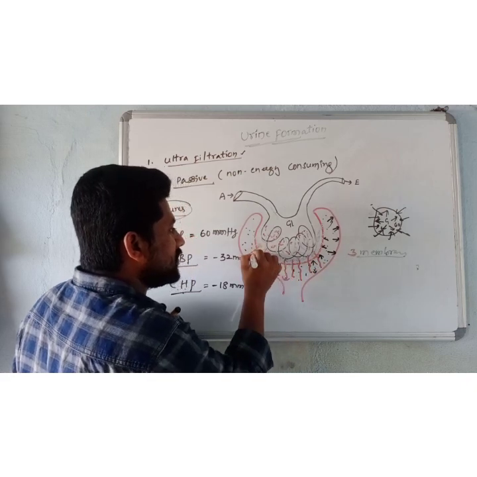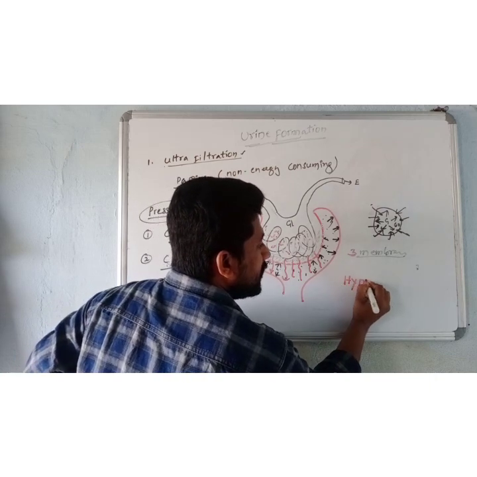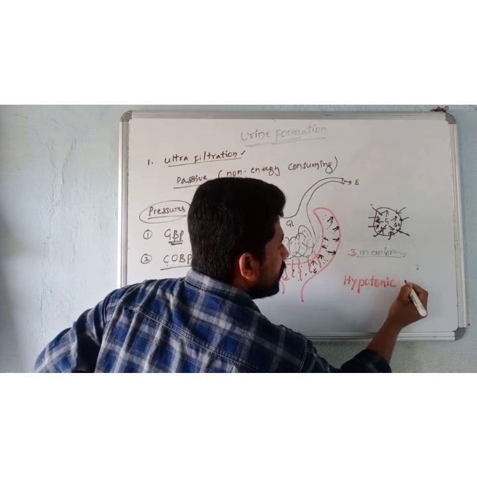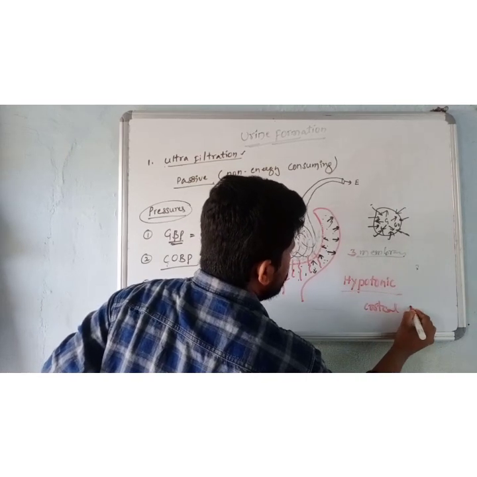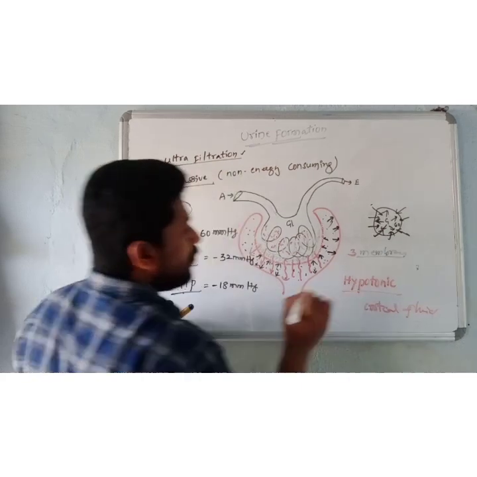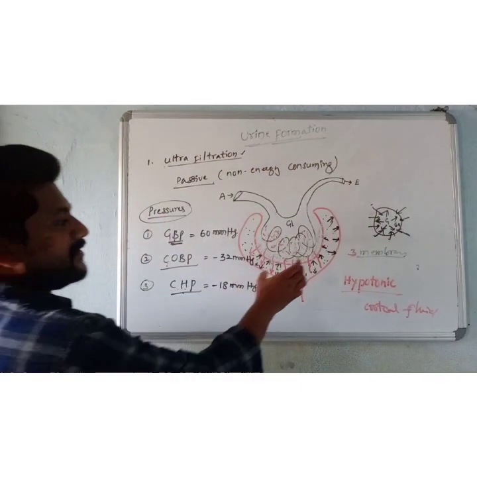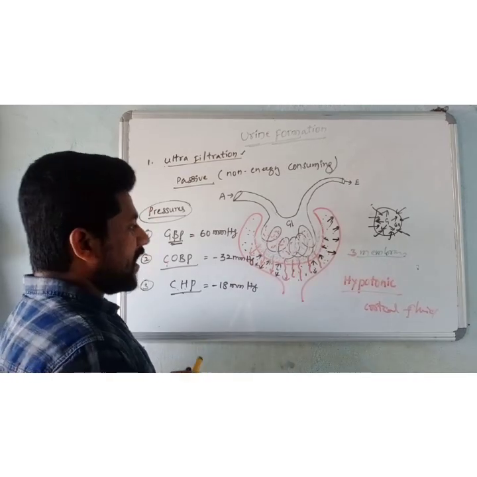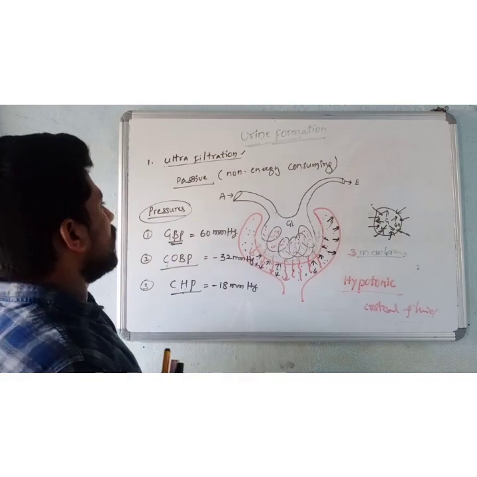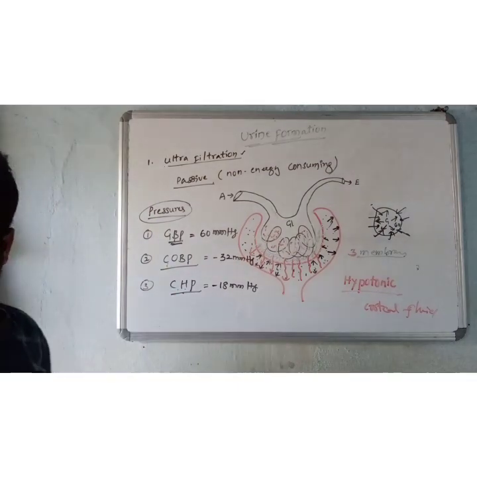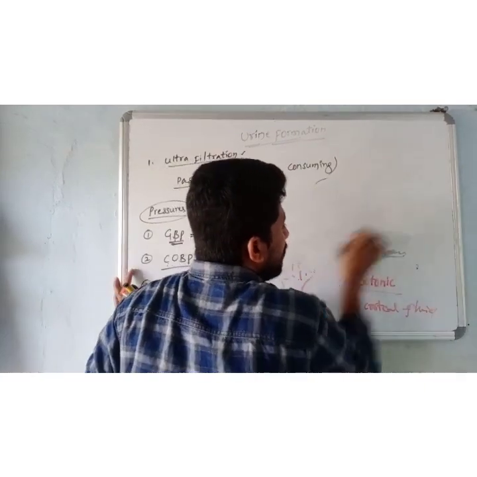Now this fluid is hypotonic to the cortical fluid. Okay, now this fluid is termed the filtrate or primary urine. Okay, and we also have to note down some more details of the ultrafiltration.